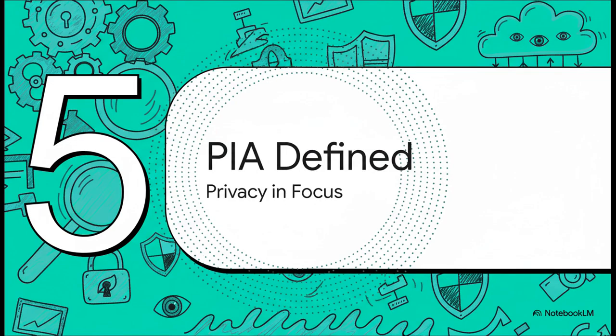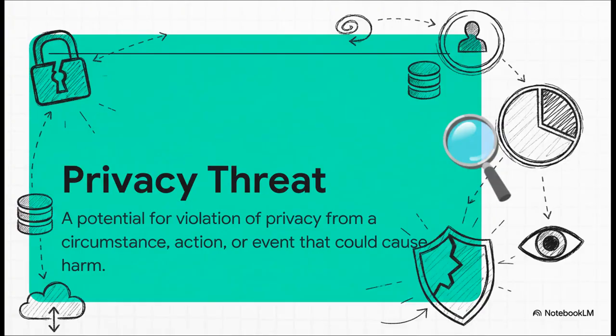Now, let's zoom in and shift our focus specifically to privacy. We've been talking about risk in general terms, but the whole point of a privacy impact assessment is to protect personal data. So let's get familiar with some key vocabulary. First up, let's define a privacy threat. It is a potential for violation of privacy, which exists when there is a circumstance, a capability, an action, or an event that could violate privacy and cause harm. Think of this as the privacy-specific version of the general threat we talked about earlier.